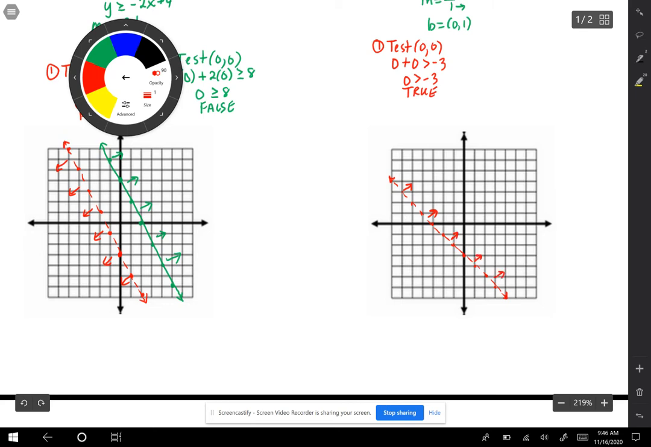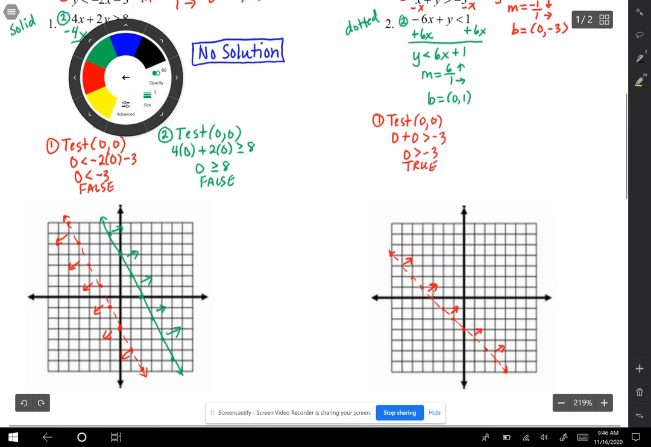And now we are ready to test the second inequality, which is negative 6 times 0. You know what? I didn't even graph it. So let's graph it first. So start at 0, 1. Go up 6, 2, 4, 6, right 1. And from the y-intercept, go down 6, 2, 4, 6, left 1. Connect it with a dotted line.